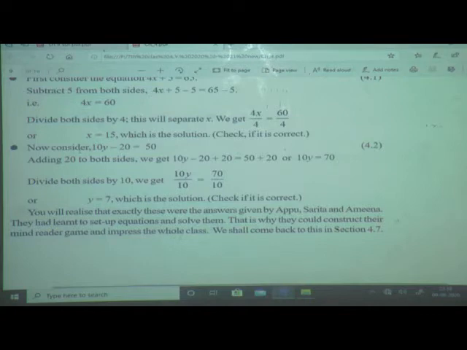Now we will consider one more example, that is 10y minus 20 is equal to 50. What will we do? We will add 20, because we have minus 20. When we add plus 20, the two get cancelled. So we will have 10y is equal to 50.